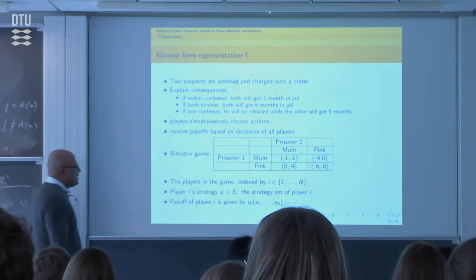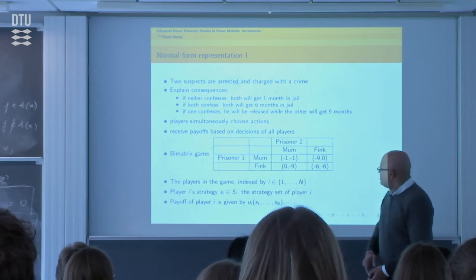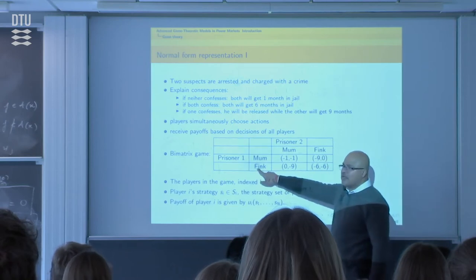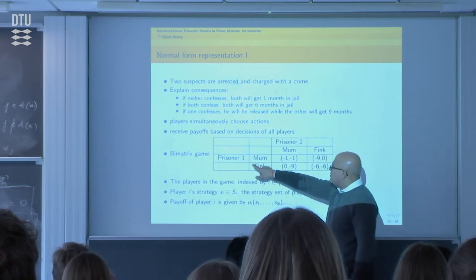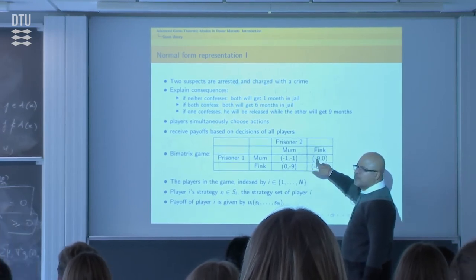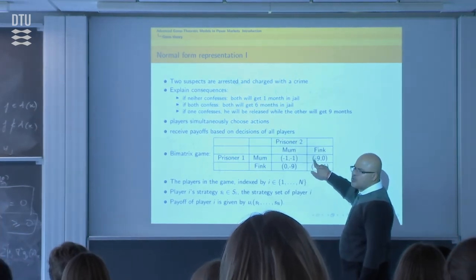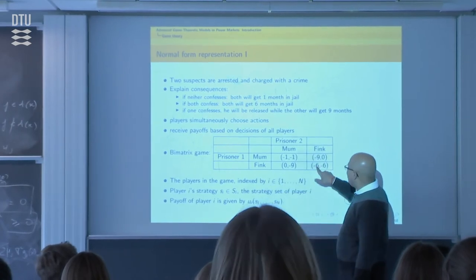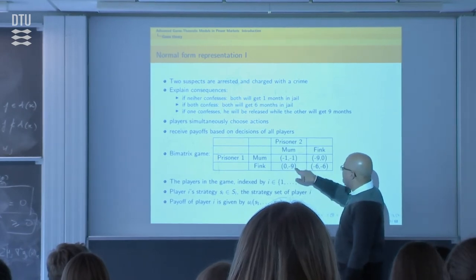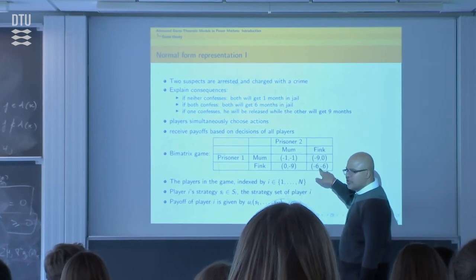It's negative 6, negative 6. In this case, there's a unique Nash equilibrium. Do you see why? Because if both players were playing fink and fink, and prisoner 1 decided to switch to mum, that player's payoff would worsen. It would go from negative 6 to negative 9. So player 1 doesn't want to change. Similarly, if player 2 changed, it goes from negative 6 to negative 9. So neither player finds any benefit in switching from here. As a consequence, we can conclude that this is a Nash equilibrium.